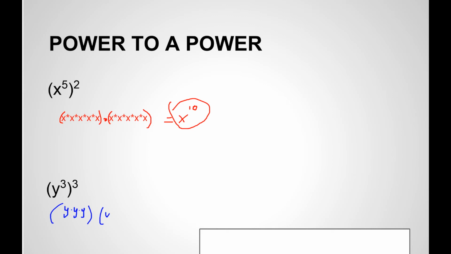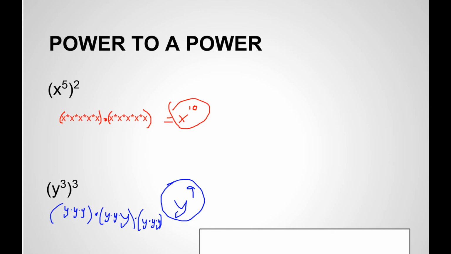So this again, y times y times y. And then one more time, y times y times y. And this all being multiplied, the parentheses don't really end up mattering. And all it is, how many y's do we have? Well, we have 1, 2, 3, 4, 5, 6, 7, 8, 9. So our final answer is y to the 9th power.